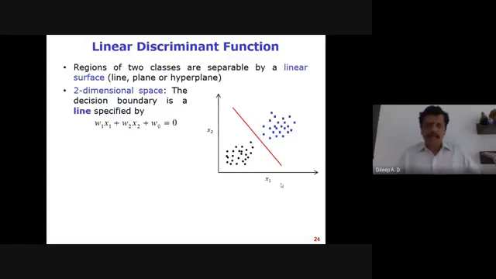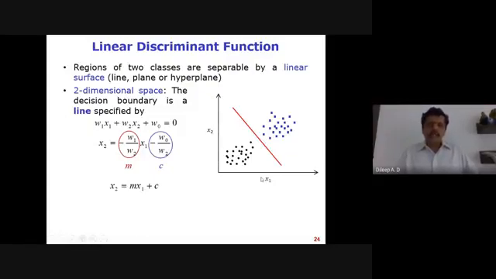Why am I calling this linear function a line? If I transform this and represent everything in terms of x2, pushing everything onto the other side so the equation equates to x2, you will find the equation is represented this way. This term indicates your slope m, and this term indicates your y-intercept. Altogether, x2 is equal to m into x1 plus c. This is the characteristic equation of your straight line, with respect to two-dimensional space.